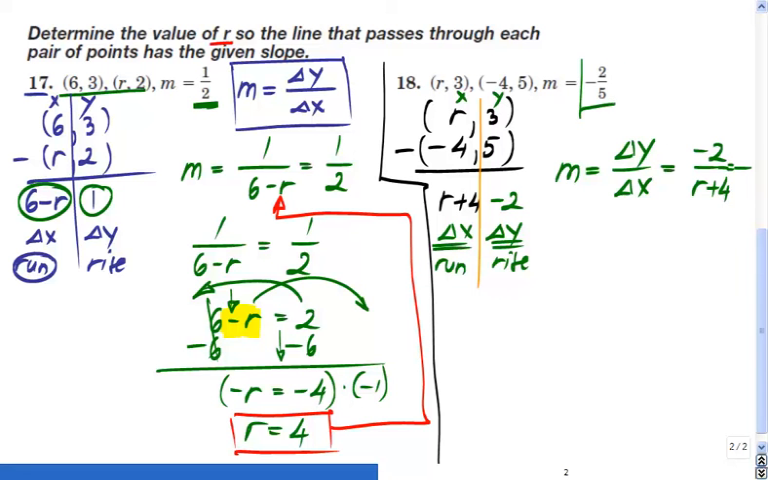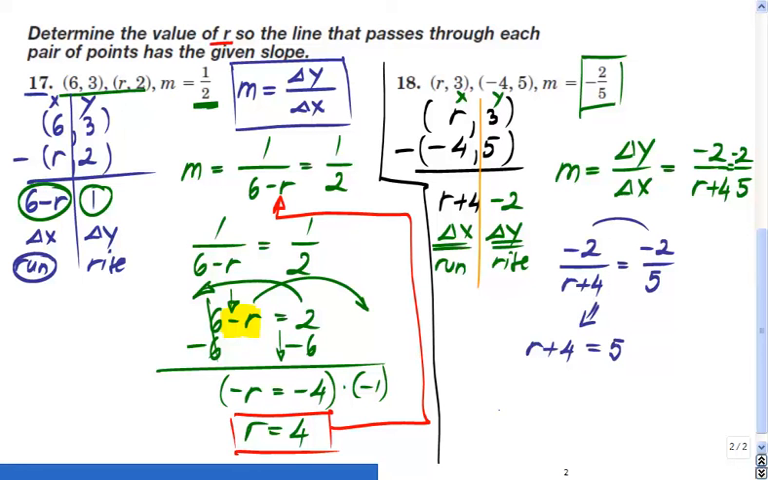But this should equal what? Well, that's right there: -2 over 5. So what is your equation? To find r, you have to use this equation. -2 over r plus 4 equals -2 over 5. Well, cross products, or just comparing your numerators and your denominators, and because I have the same numerator here, -2, -2, better have the same denominator.